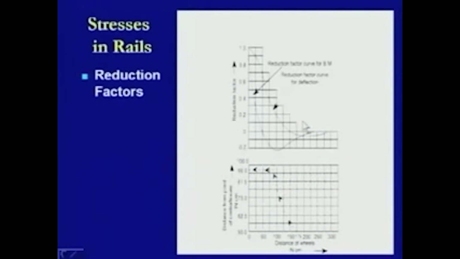Similarly, we can also find out the amount of deflection which is going to be relieved because of the application of another load, or whether it is going to be increased. So, in that sense, we have to look at these diagrams. In the diagram at the bottom, the distance between the wheels is shown, and this is given in centimeters starting from 0 to 300 centimeters. So, that is the distance in centimeters between two wheels.